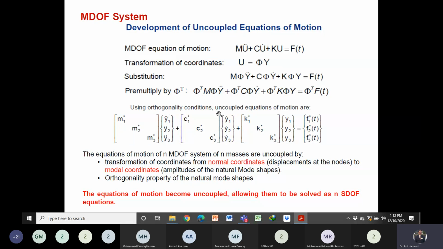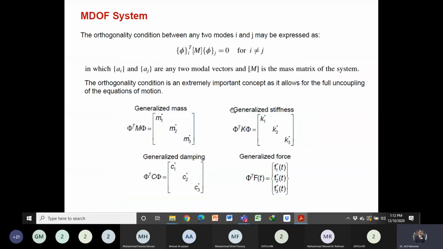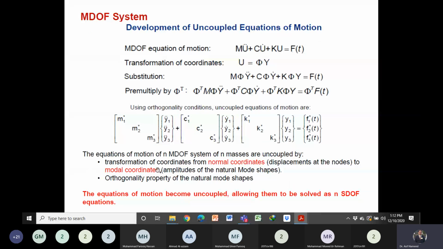Similarly, phi transpose C phi will be a diagonal matrix because it has the property that it will be equal to 0 if i is not equal to j, and it will be equal to some value when i is equal to j. So we will have terms only along the diagonal. By transforming the coordinates from normal to modal coordinates, and then using the orthogonal property, we can decouple the equations of motion. They will be uncoupled, and we will have n single degree freedom equations.